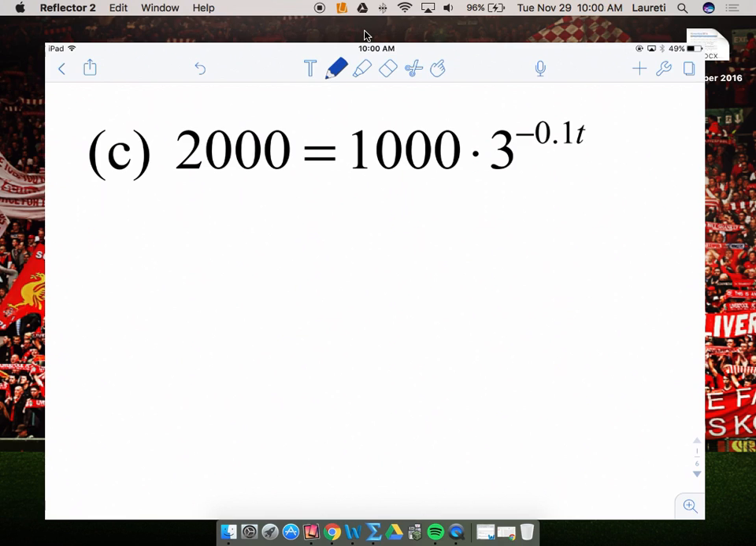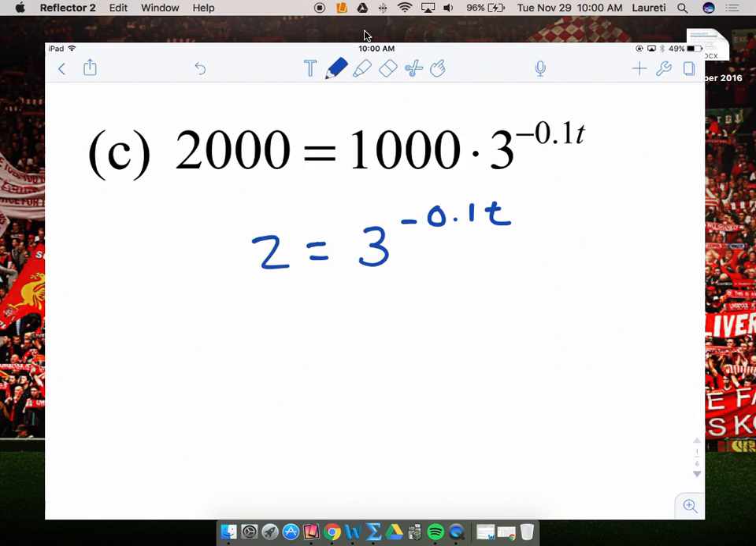Okay. What about that one? Okay. So that would give me 2 equals 3 to the negative 0.1 t. Okay. So I have a base of 2 on the left side and a base of 3 on the right side. So obviously they don't really have anything in common, right? So getting the bases the same really is not going to benefit.